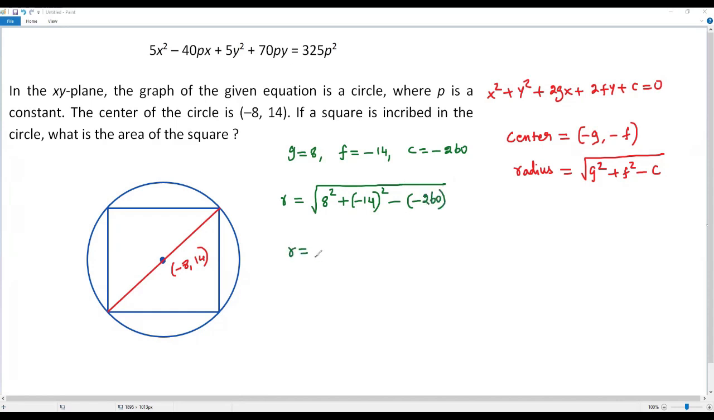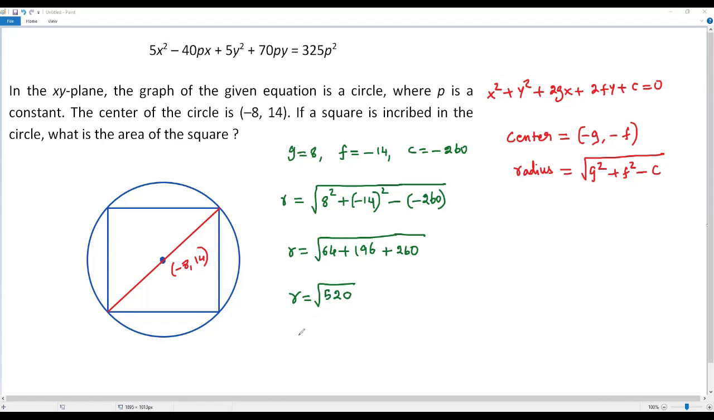Okay, r equals the square root of the value of 8 squared is 64, and the value of negative 14 the whole square is 196. Negative times negative is positive 260. Okay, r equals the square root of, when I add all these three values, I am getting 520. Here I got the value of r, that is the square root of 520.